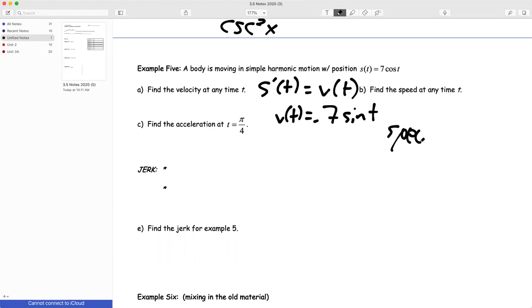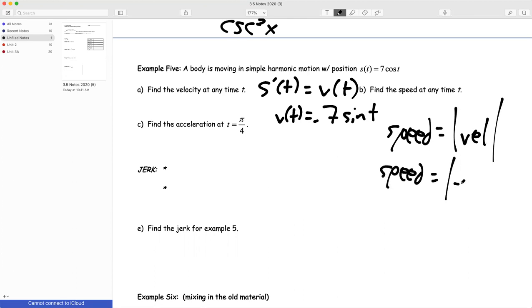Speed. How do we find speed? Absolute value of the velocity. So speed would be the absolute value of negative 7 sine of t. And that brings us to part C, which is find the acceleration of t at pi over 4. Acceleration is the second derivative of the position, or the derivative of the derivative. So I would need to take the derivative of the velocity.